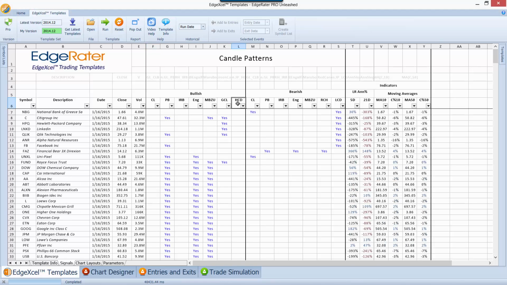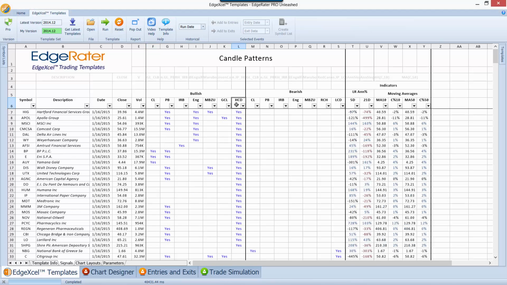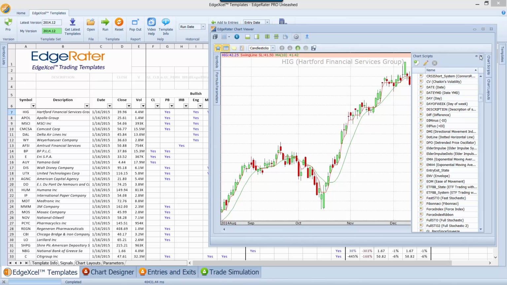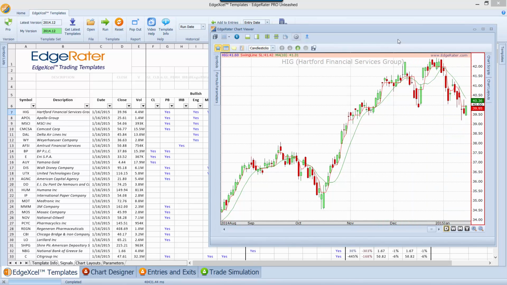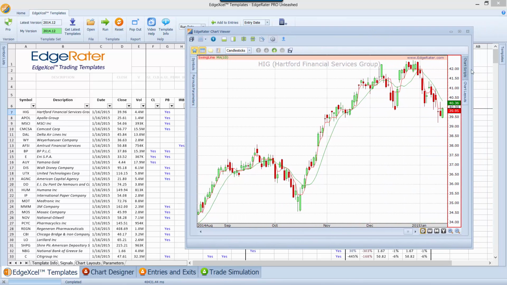And I'll sort this list now by high close dojis, and we'll see the stocks that currently have a high close doji. And let's just take a look at a chart of the high close doji. The high close doji comes from John Person, and I've seen John present at the Las Vegas Traders Expo, and he was also at Jeffrey Scott's seminar last June, and he told us about the high close doji.